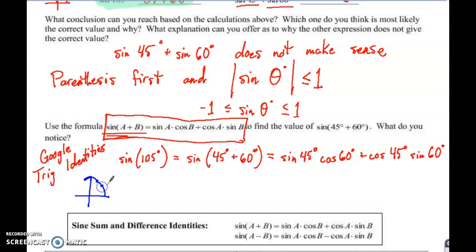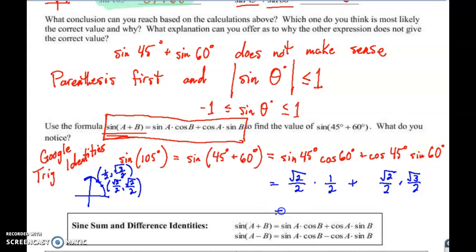This is 60, this is 45. The 45 is easy because they're both root 2 over 2, whether it's sine or cosine. So sine of 45 is root 2 over 2, cosine is root 2 over 2. And then the 60 degree angle is 1/2, root 3 over 2. So cosine is 1/2, plus from the formula, and then sine is root 3 over 2.